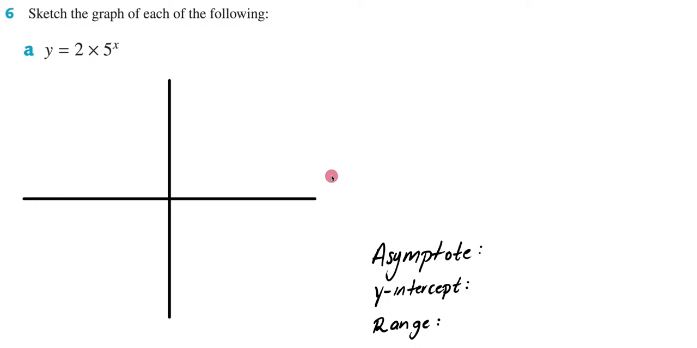So we're going through exercise 13C. This is question 6a, in which we have to sketch the graph of each of the following. So right here, I've written down that we need to find what my asymptote is, my y-intercept is, and my range. So immediately I can tell you what my asymptote is going to be.